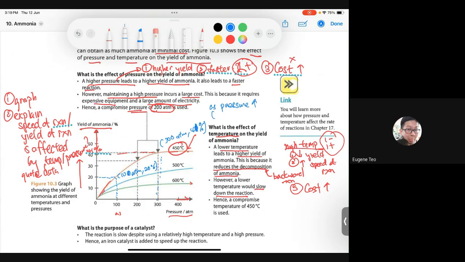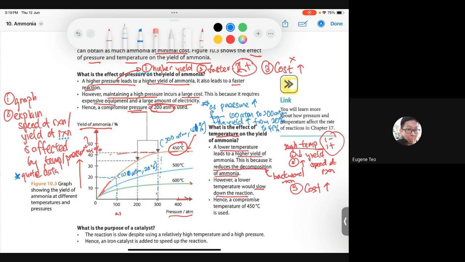pressure increases from 100 ATM to 300 ATM. So you can see I'm quoting the data here. I do not just say pressure increase, the yield increases. I say there's a pressure increase from 100 to 300, the yield increases from 20% to 41%. So this is what they mean by explaining with data, or with reference to the graph, explain the graph trend, or explain how the yield of the reaction is affected. So just take note, quoting of data is important. Okay, so I'm going to put a star here so that you know where to refer to.